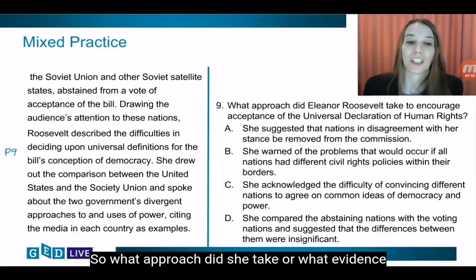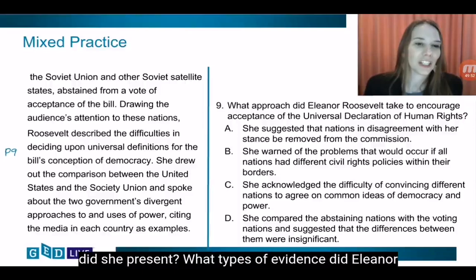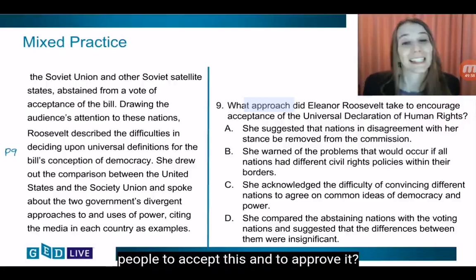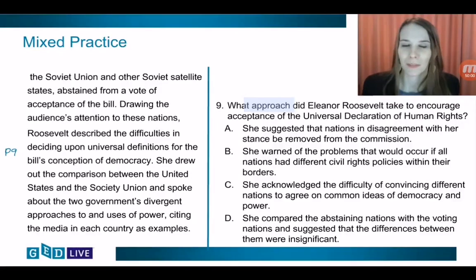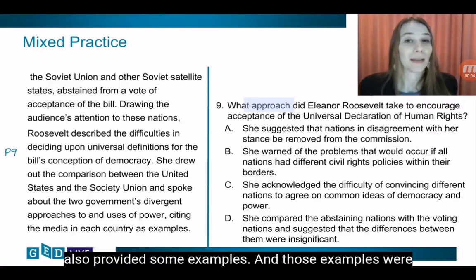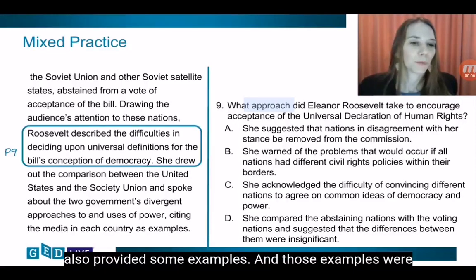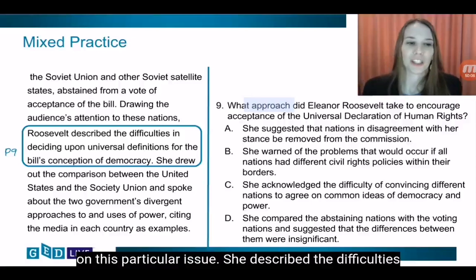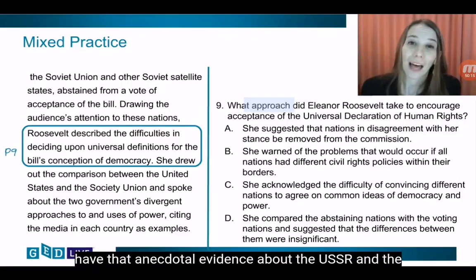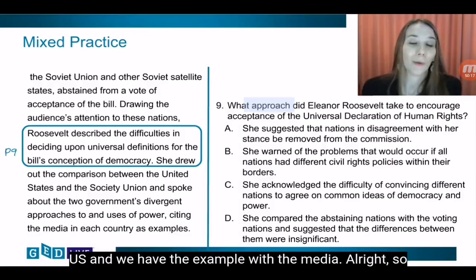So what approach did she take, or what evidence did she present? What types of evidence did Eleanor Roosevelt use in this speech to encourage people to accept this and to approve it? Well, she provided some anecdotal evidence, and she also provided some examples. And those examples were on this particular issue. She described the difficulties in deciding upon universal definitions. And then we have that anecdotal evidence about the USSR and the US, and we have the example with the media.